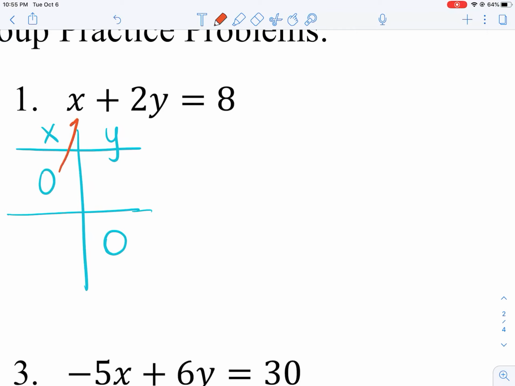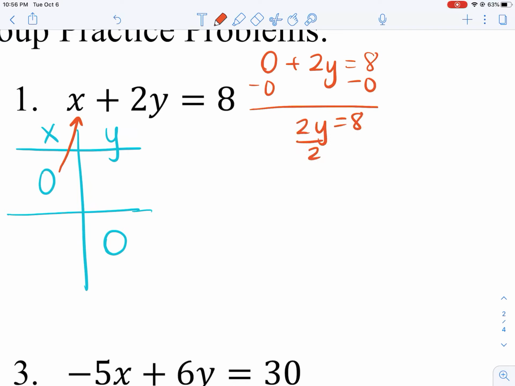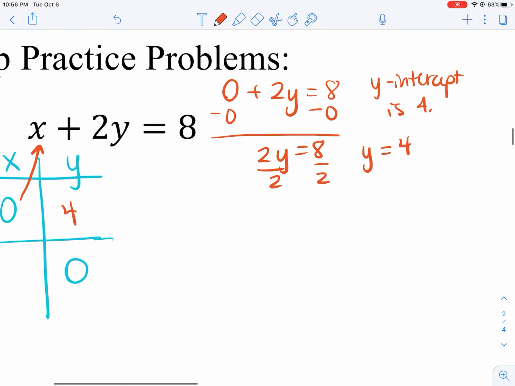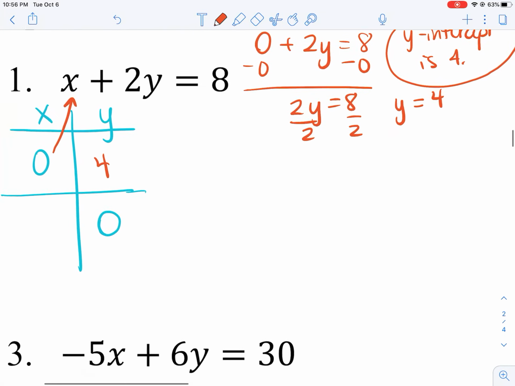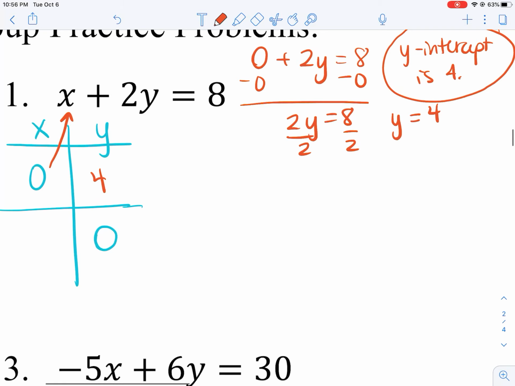For the first one, I'm going to substitute 0 in for x. So I have 0 plus 2y equals 8. That 0, I can subtract it, but it's not going to change anything. Then I'm going to divide by 2, and I get y equals 4. So this means that my y-intercept is 4. That's the first part of this question.